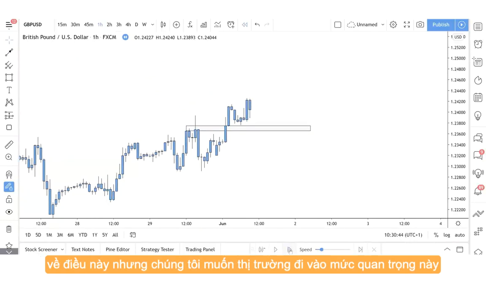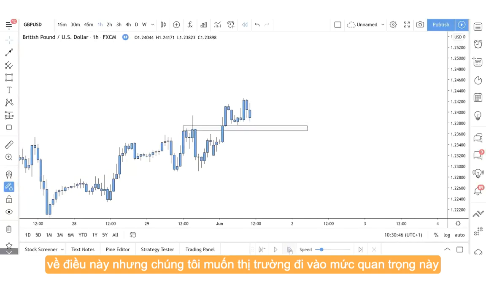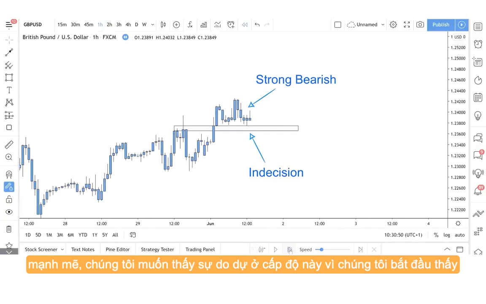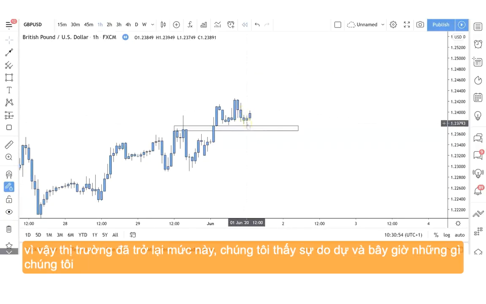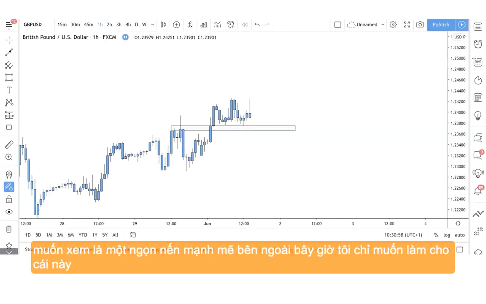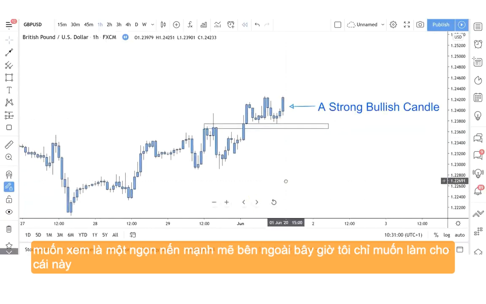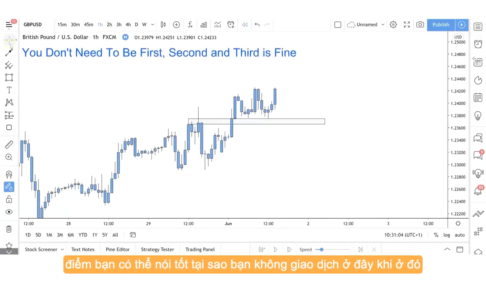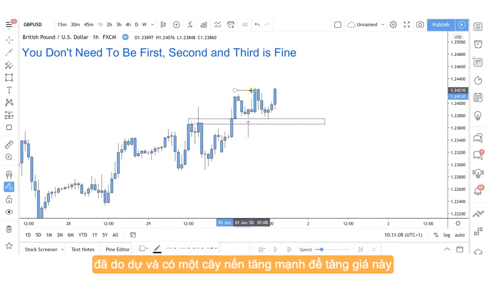We want the market to come into this key level extremely strong. We want to see the indecision at this level, as we're starting to see now. So the market has come back to this level. We see indecision, and now what we want to see is a strong candle to the upside. Now I just want to make this a point. You might be saying, well, why did you not take the trade here when there was indecision and there was a strong bullish candle to the upside?